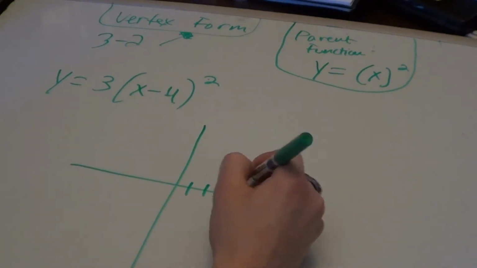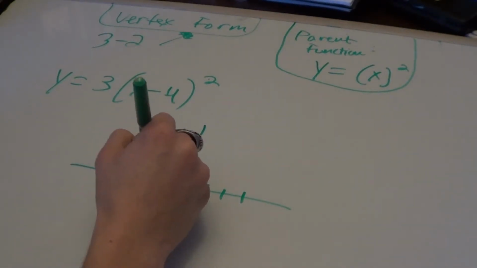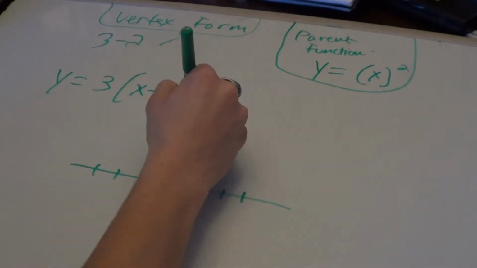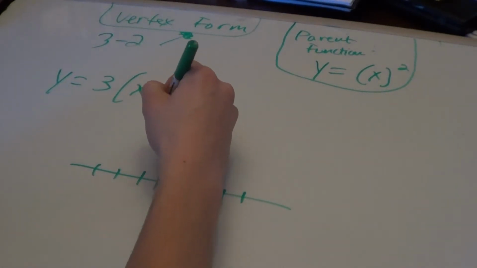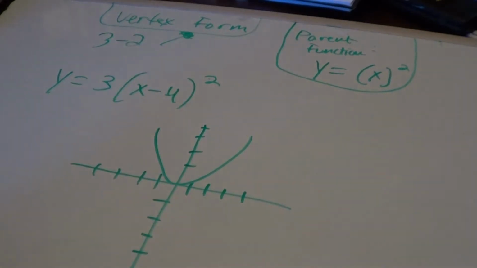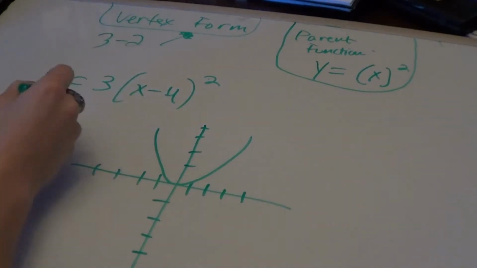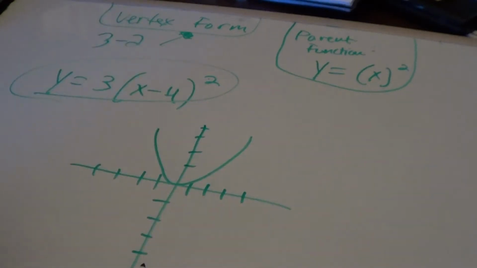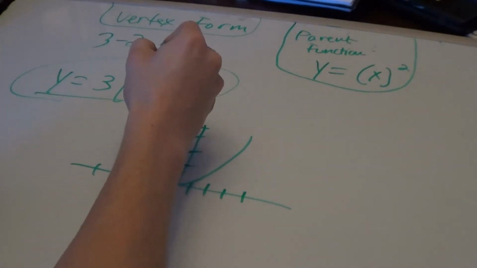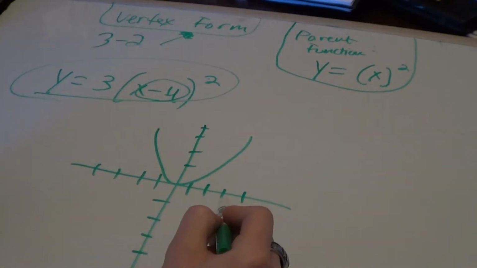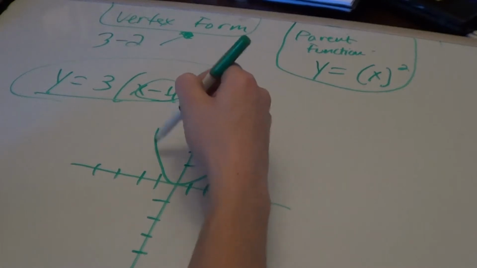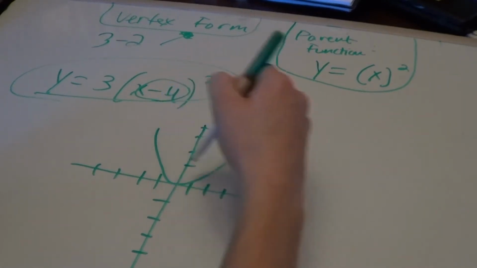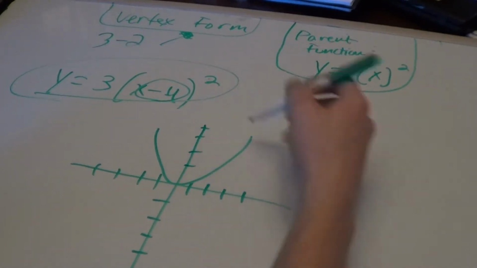So we have 1, 2, 3, 4, 1, 2, 3, 4 for grins. Okay, so we'll have the parent function right here, and then this equation would look exactly how it is on here. So because it's a negative h right here, you would go 1, 2, 3, 4 places over here, and it would be a thinner, a skinnier graph than the parent function.